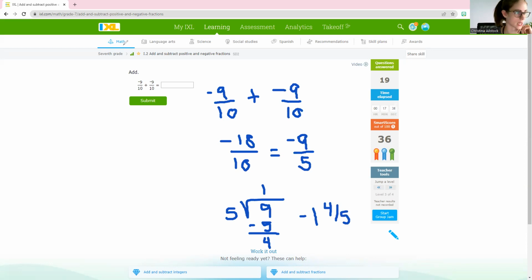Let's see if IXL accepts a mixed number, -1 space 4/5. It does, okay, awesome. So we could have entered that answer unsimplified, simplified, but still as an improper fraction, or in its completely simplified form as a mixed number. So that's actually really good to know that on this assignment, it will accept any of the 3 forms.